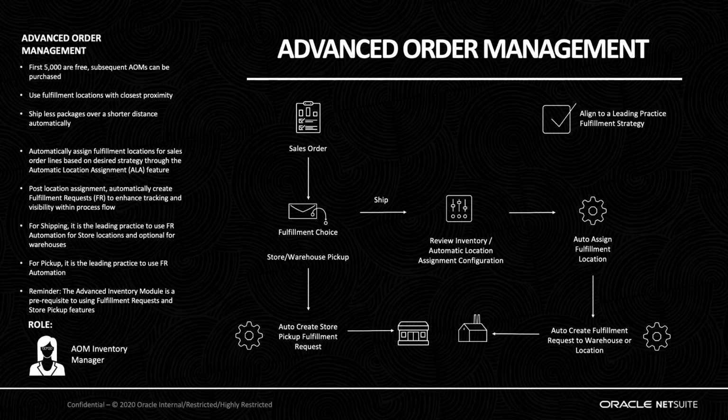Once pickup orders are received, fulfillment requests are automatically generated to the store. When inventory is selected, the system notifies the customer that their order is ready for pickup. Or you may choose ship from store.